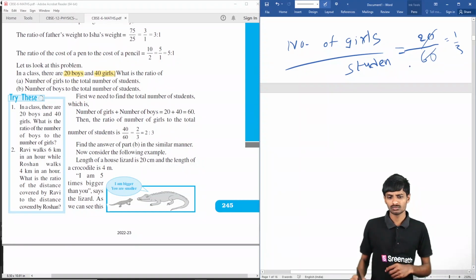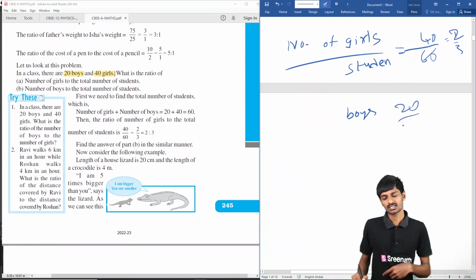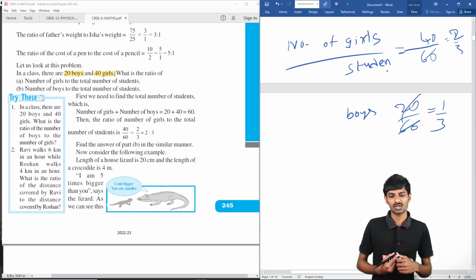And if you do the same for girls, sorry, girls are 40, so it is 2 by 3. Boys are 20 by 60, so it is 1 by 3. Here it is 2 by 3 of the students. Okay, this is the ratio.